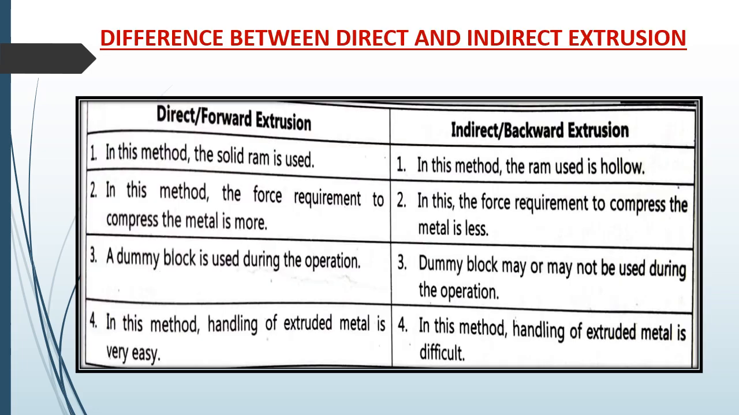So in this slide, we will discuss the difference between direct and indirect extrusion. In the direct method, a solid ram is used. In indirect extrusion, the ram used is hollow. In direct extrusion, the force required to compress the metal is more. In indirect extrusion, the force required to compress the metal is less. In direct extrusion, the dummy block is used during the operation. In indirect extrusion, the block may or may not be used. In the direct method, handling of extruded metal is very easy. In indirect extrusion, handling of extruded metal is difficult.